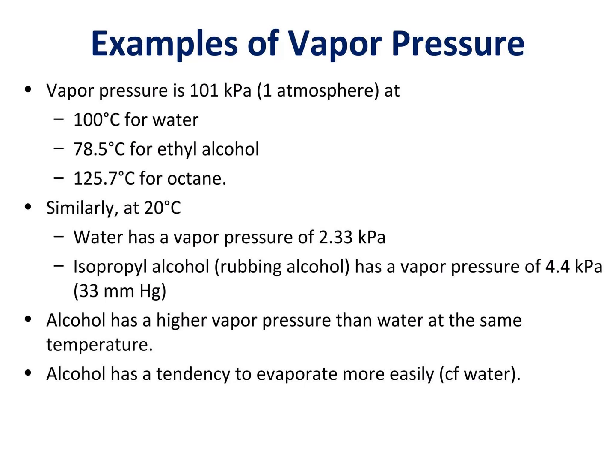Similarly, at 20 degrees C, water has a vapor pressure of 2.33 kilopascal and isopropyl has a vapor pressure of 4.4 kilopascal. From the above two examples, it clearly depicts that alcohol has a higher tendency to evaporate, as its vapor pressure is higher than water at the same temperature.